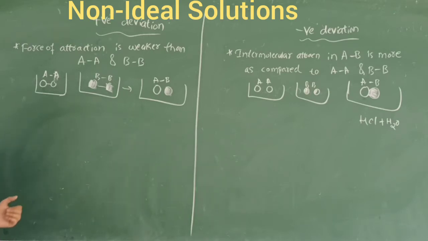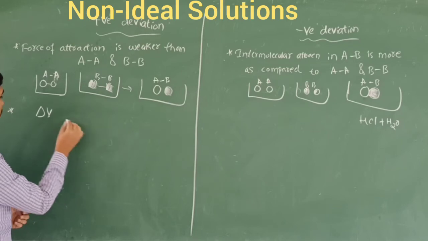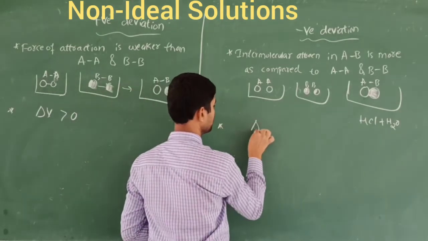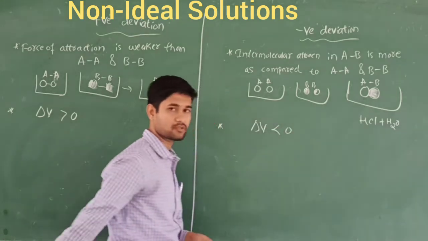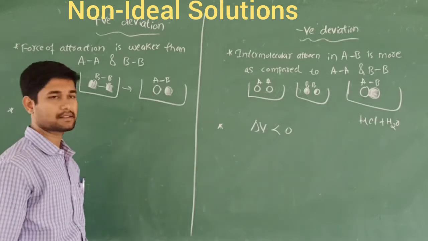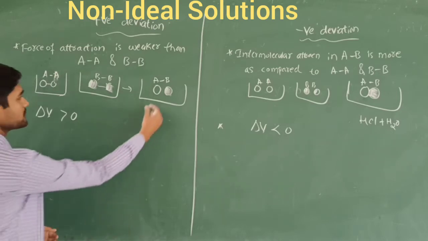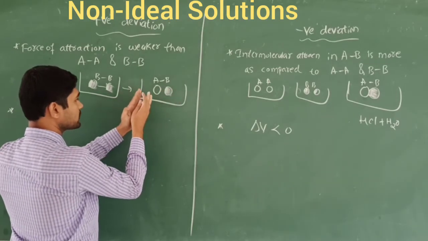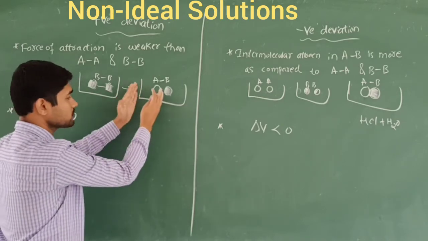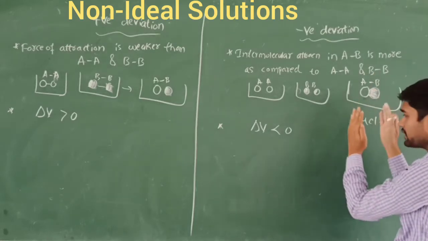And now let's discuss the third point, that is mixing. Delta V must be greater than 0 here, and here delta V is less than 0. Why does the volume increase here but decrease here? Because of the same reason, right? When I take the AA interaction and BB, what happens? They repel each other. They are not going to attract. If they do not attract, it consumes more volume. But what about here? When they attract each other, the volume automatically decreases, right?